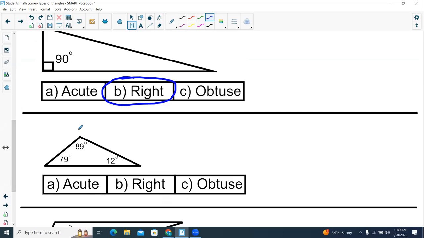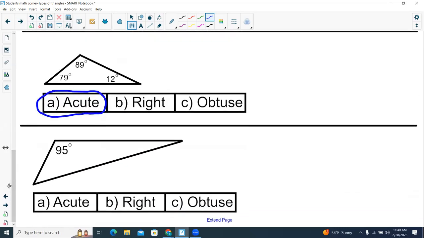Let's take a look at this one. If you said acute, you are correct because acute triangles have three angles that are less than 90 degrees. This is 79, this is 89, and this is 12. None of them are above 90, which makes this an acute triangle.